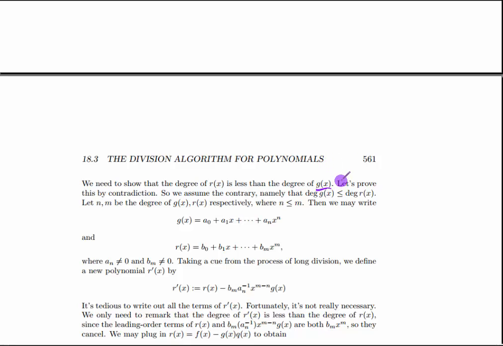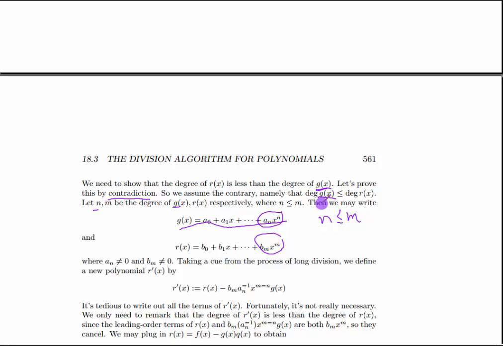We'll prove by contradiction. So assume the contrary, namely that the degree of g is not bigger than the degree of r. In this case, we can define some notation. n is the degree of g, m is the degree of r. We can write g as a sum of terms up to degree n, and we can write r as a sum of terms up to degree m. And what we're saying is that n is less than or equal to m.